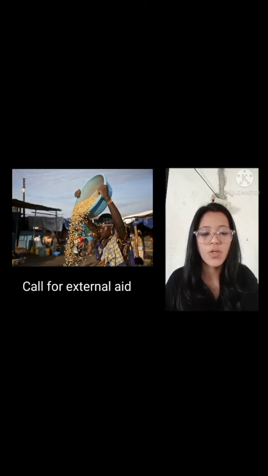And next is call for external aid. Provides immediate support during or after a disaster. So makinahanglan man jud ta og mga support after sa mga disaster. So dili ta maulaw mangayo og tabang para lang sa atong safety.